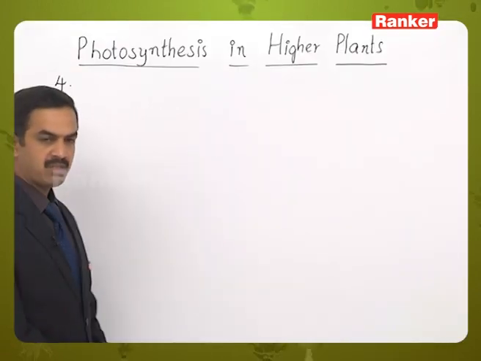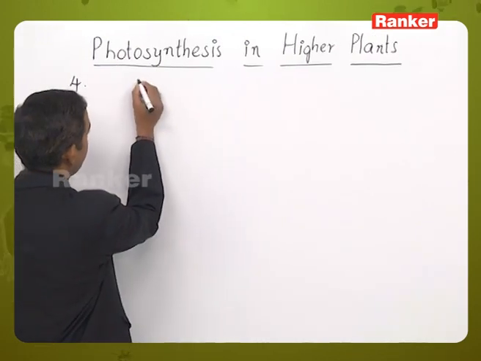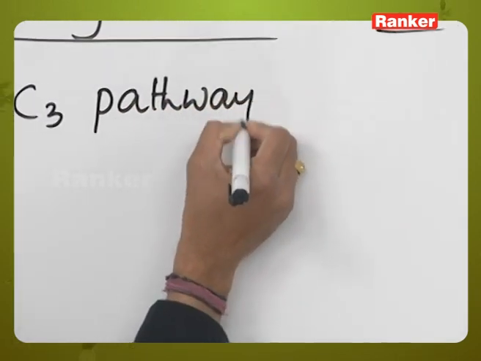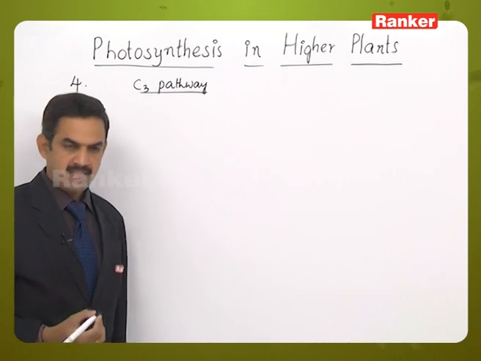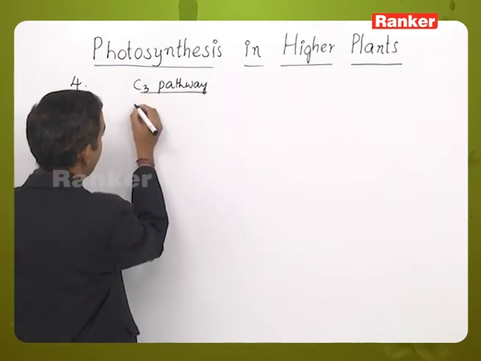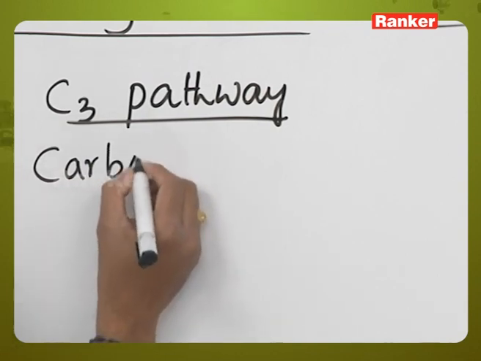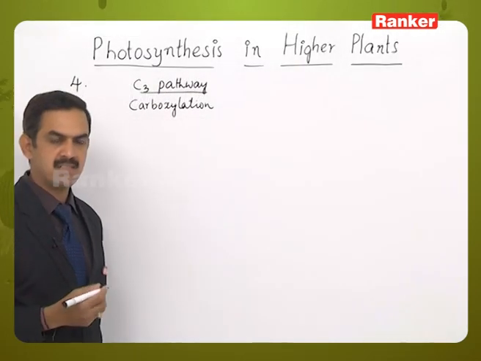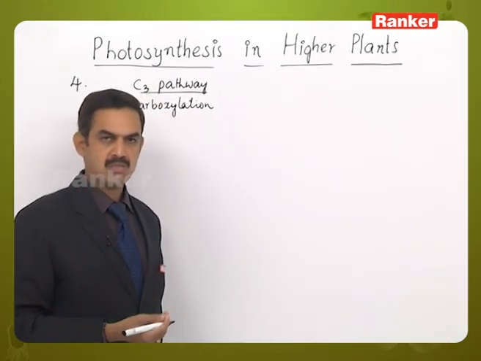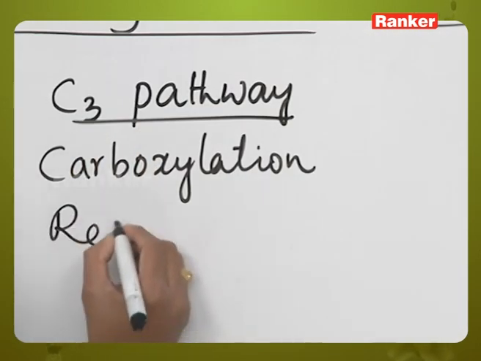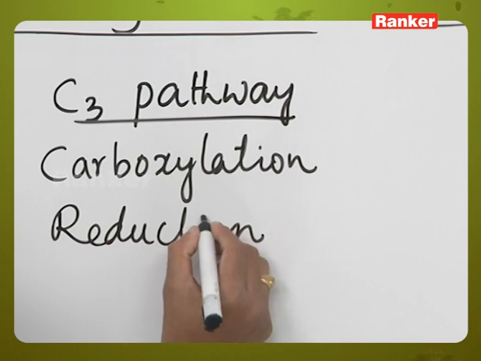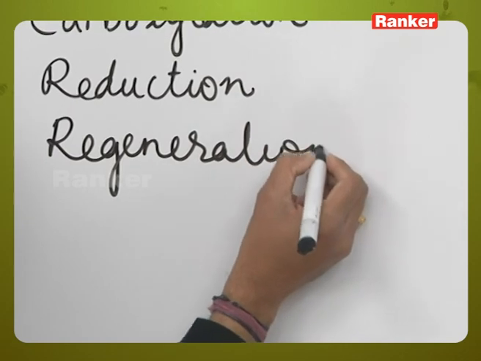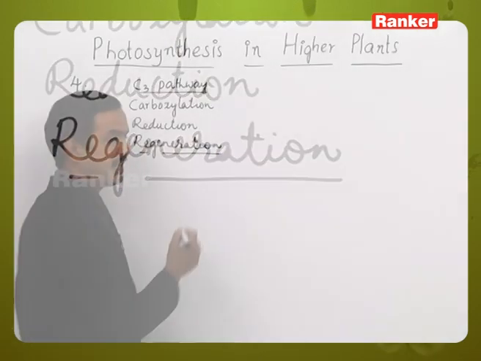So this is a question related to the C3 pathway, which we can call the C3 cycle. In the C3 cycle, 3 steps are there. The first one is called the carboxylation phase, where, as we discussed in the initial question, carbon dioxide is accepted by RuBP. The second step is called the reduction process, and the third one is called regeneration. So now the question is related to the third step, the regeneration phase.